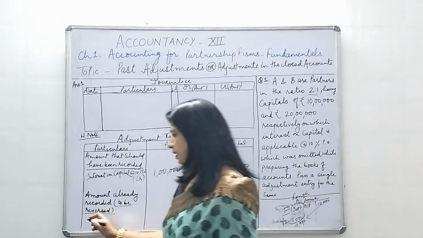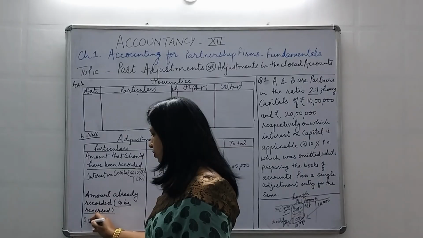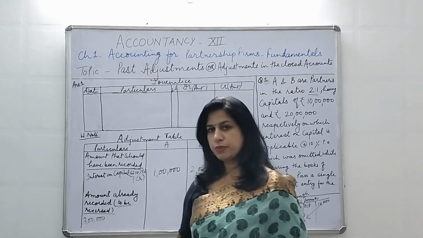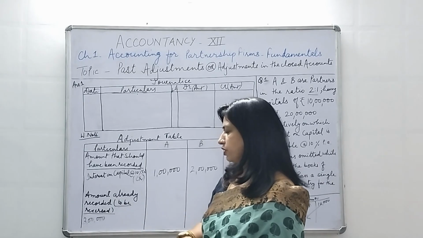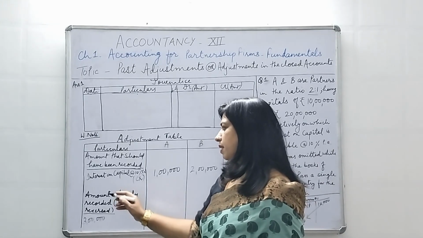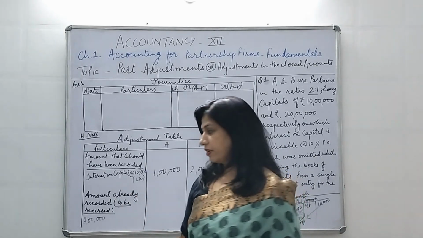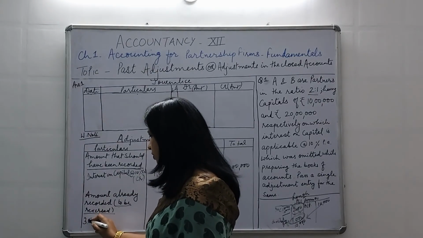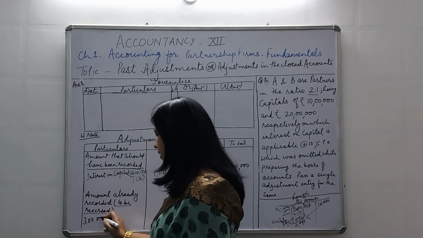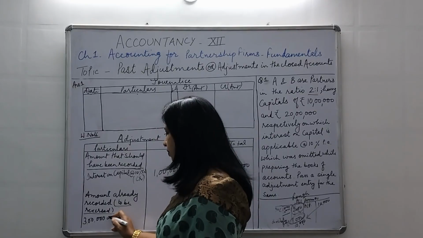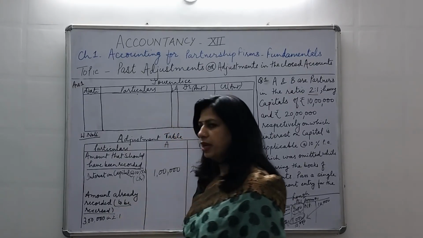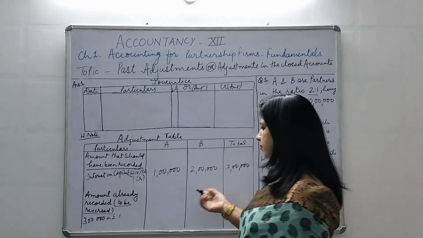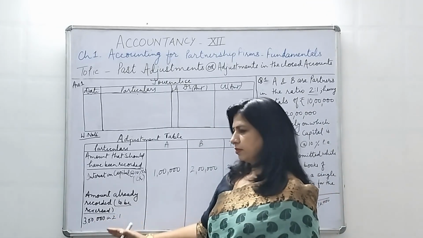So this 3 lakh rupees we are going to distribute in the profit sharing ratio, because what is the heading here, children? The heading is amount already recorded. So what have we already done? We have distributed 3 lakh in the profit sharing ratio, which happens to be 2:1. Fine. So let us see. It is clearly distributed easily.